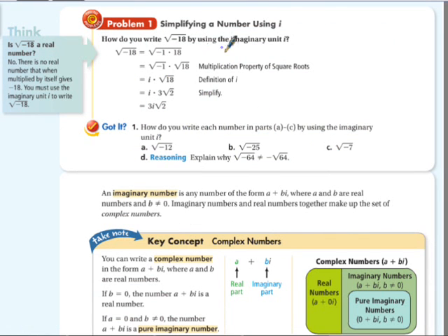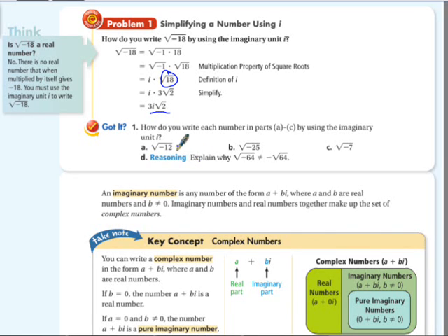Alright, so how do we write this using an imaginary unit? We separate it like we just said. We take the square root of -1 like we just said. i comes out. Then we have to simplify this and get 3 times the square root of 2, and this is our final answer. Okay, so let's try these.